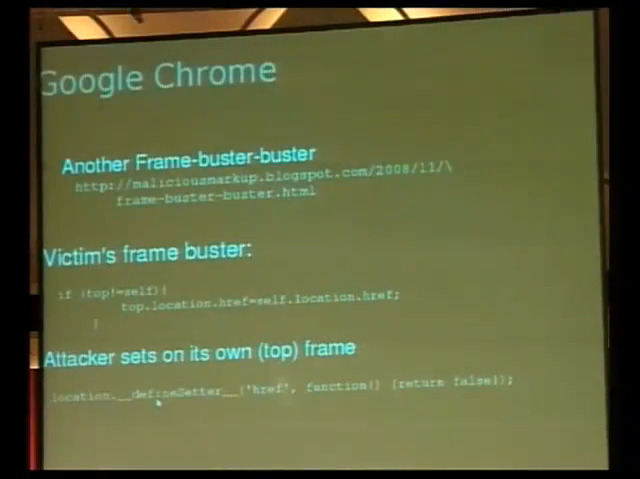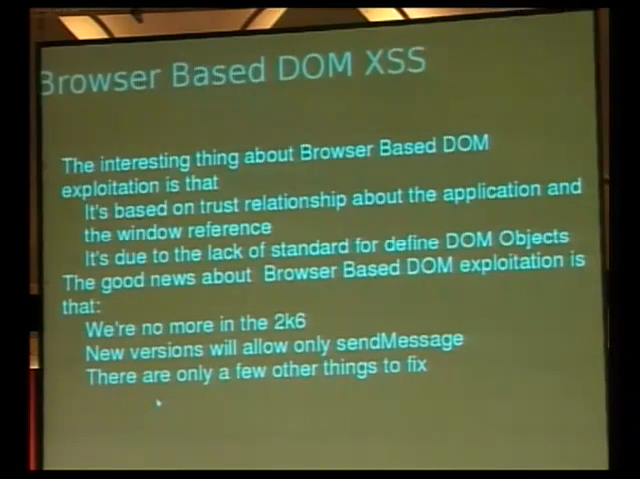On Google Chrome, there's a guy that found there's a way to exploit the frame buster by using the defined setter of the location of the top frame, so the attacker frame. The interesting thing here is that it's based on trusted relationships about the application and the window reference. So the victim thinks that it's been called by a legit site. And it's due to the lack of a standard for defining the policy of what has to be accessed and what not.